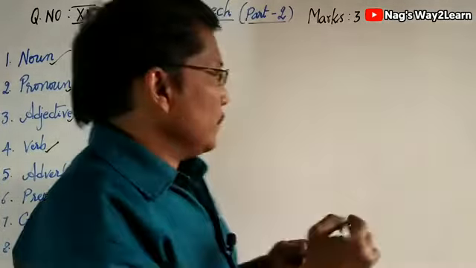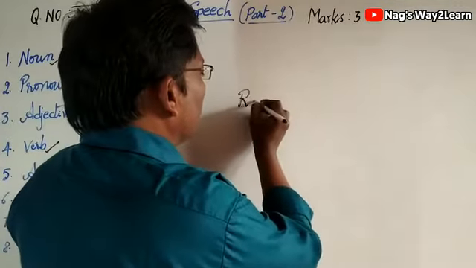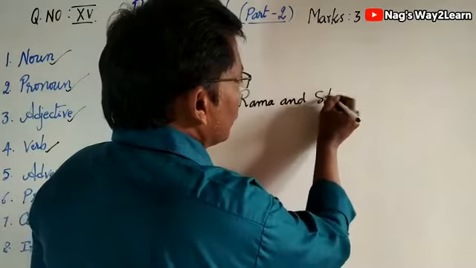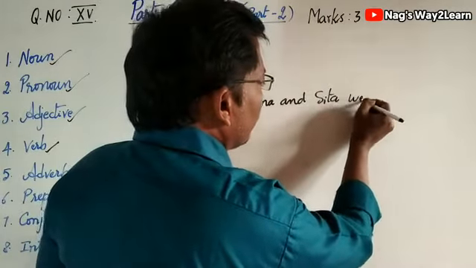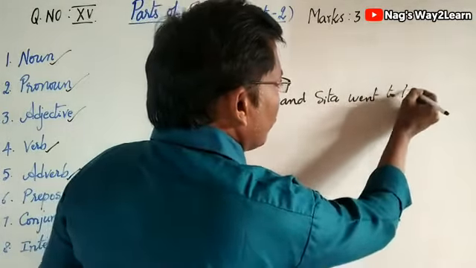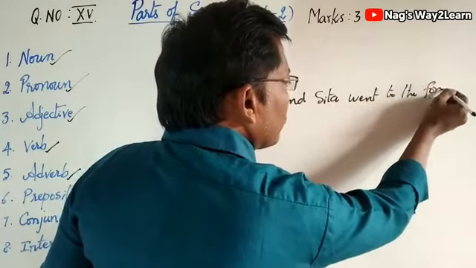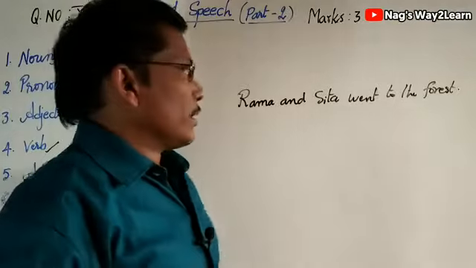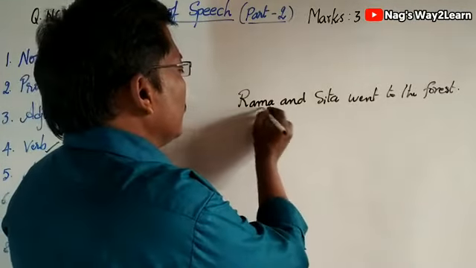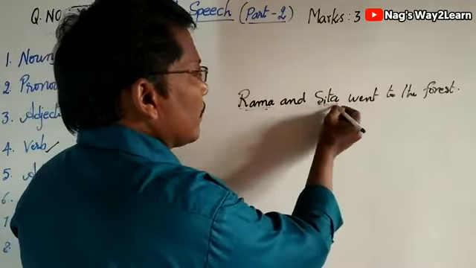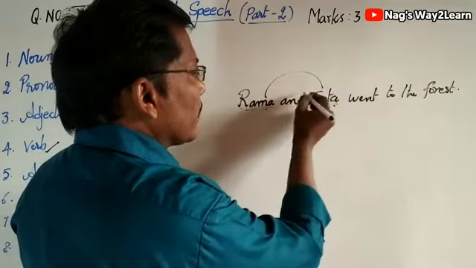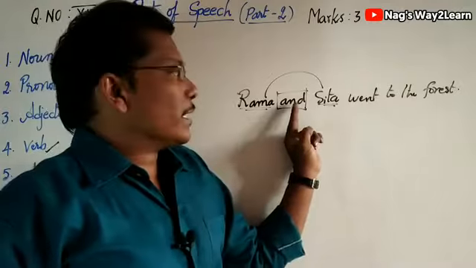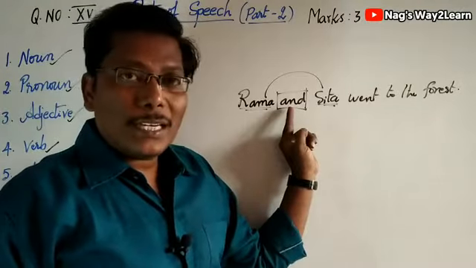For example, look here. Rama and Sita went to the forest. Rama and Sita went to the forest. So here Rama is a word and Sita is another word, and these two words are connected by the word and. So the word and is connecting two words, so this can be called conjunction.